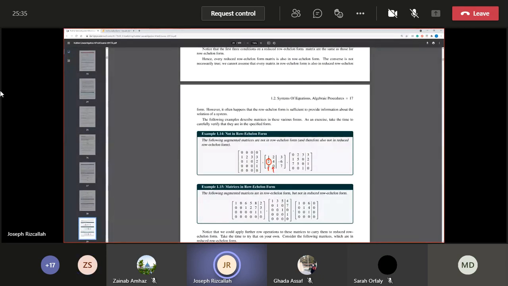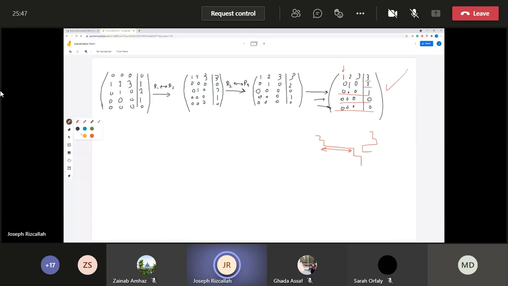Okay. Now the question is, can we make it row echelon form? Let's see. Yeah, of course we can make it. So let's now copy it. If you can, please dictate me the matrix. Okay. 1 2 3. 1 2 and the 3 here. Okay. 2 4 minus 6. Yes. 4 0 7. 4 0 7.